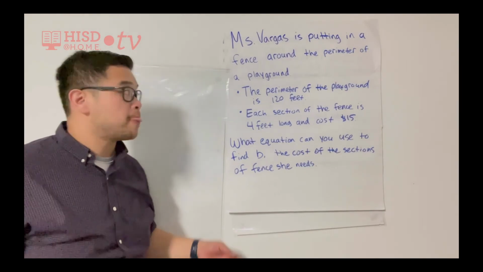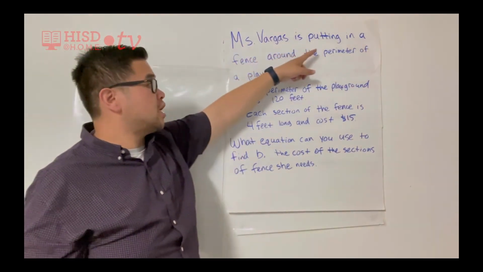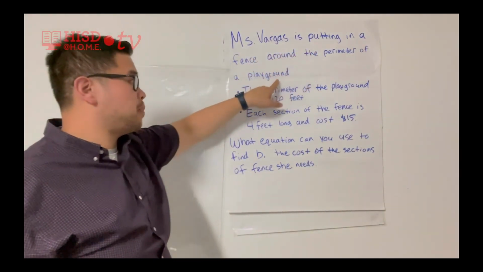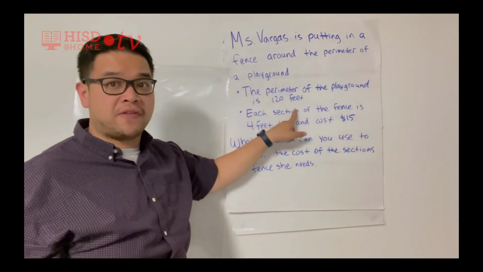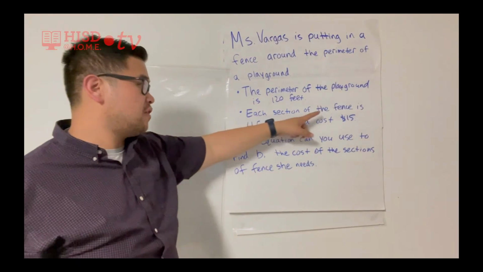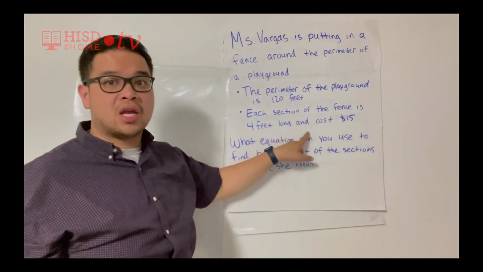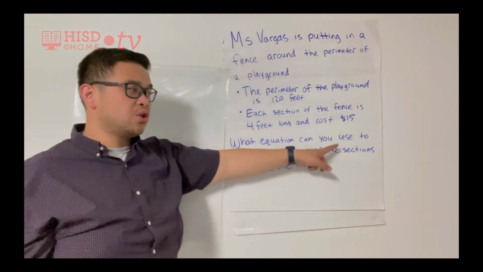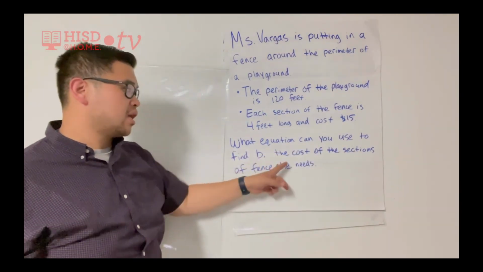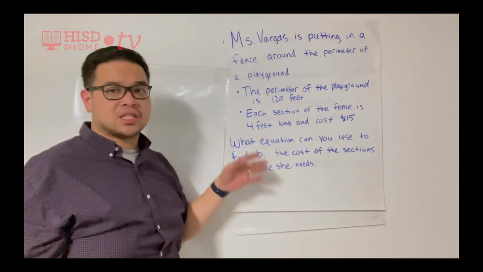I'm gonna read it again. Ms. Vargas is putting in a fence around the perimeter of a playground. The perimeter of the playground is 120 feet. Each section of the fence is 4 feet long and costs $15. What equation can you use to find B, the cost of the sections of fence she needs?